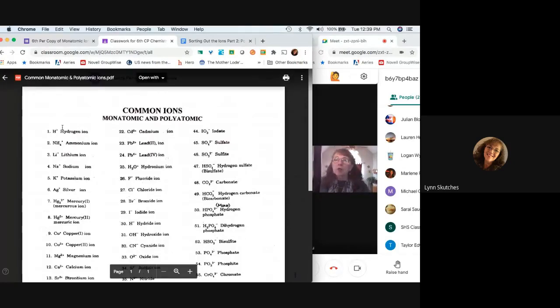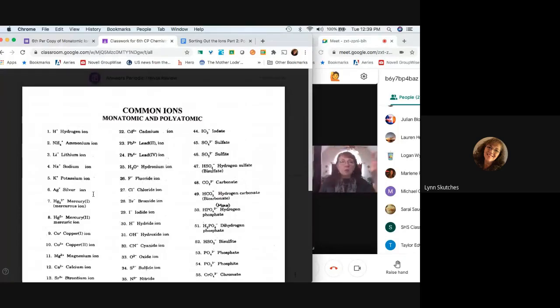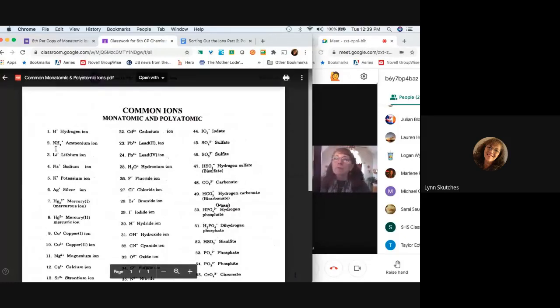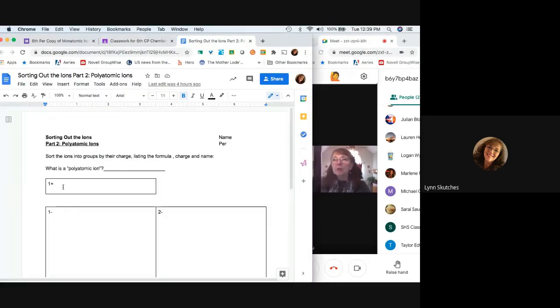Remember, ions have charges. So I'm trying to get you to focus on the charge and put them into the correct charge box. And to know if it's a polyatomic, you need to look for more than one capital letter. Not more than one letter, 2 or more capitals. So for example, hydrogen just has 1 letter, so that's easy. That's monatomic, right? Nitrogen, hydrogen, and for nitrogen, H for hydrogen, with 4 hydrogens and a +1 charge, that's a polyatomic. So that would go into this +1 box. You'd write the formula and the name.